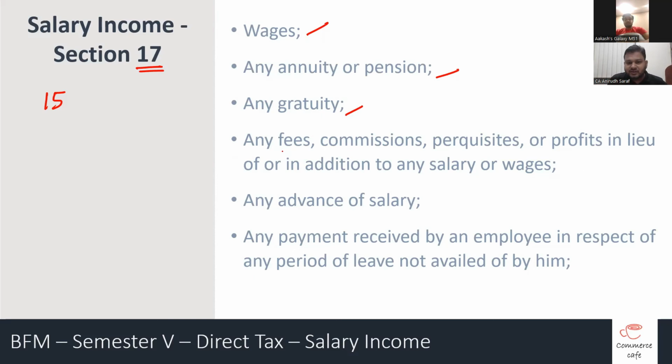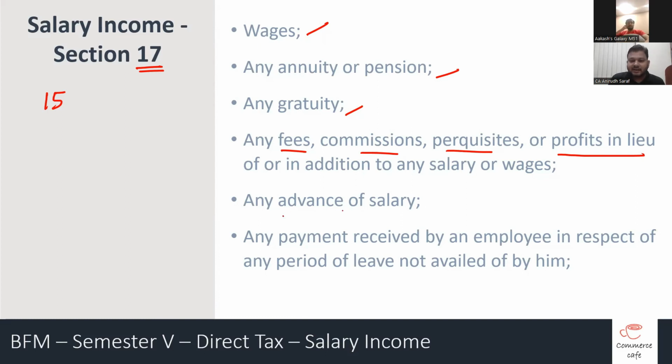Okay, any fees you get from the company, any commissions, any perquisites. What are perquisites? Perquisites are other benefits, like you use the company's car or company's home. These are called perquisites. That is why in short it's called perks. You might have heard the term perks. Or profit in lieu of salary or profit in addition to salary. Sometimes the business gives, in addition to salary or in place of salary, a share in profit. That is also considered as salary.